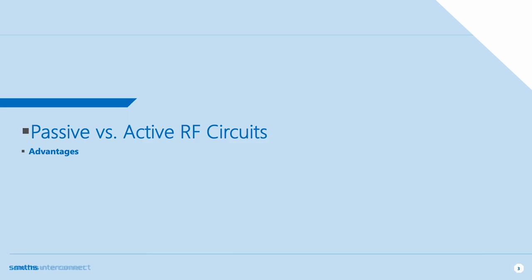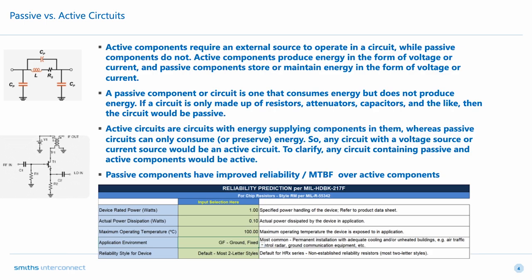Thank you, Katie. I'm going to be giving a couple of real-world examples for selecting our passive temperature compensation in RF circuits, but I thought we'd take a minute just to discuss active versus passive circuits. This may be very simple for many people on this webinar, but I thought I would just take a minute. Basically, an active circuit is a component or a circuit that requires a voltage to operate. These active components produce energy in the form of voltage or current, where a passive component does not. It does not consume energy. It's typically made up of resistors, attenuators, capacitors, and the like.